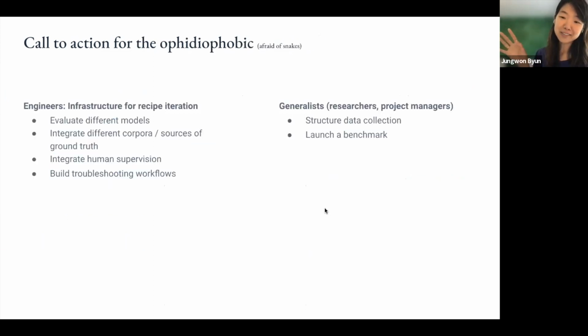But maybe you're not really into Python. Ophidiophobic apparently is a word for fear of snakes.